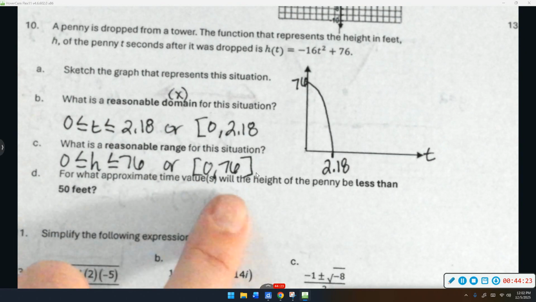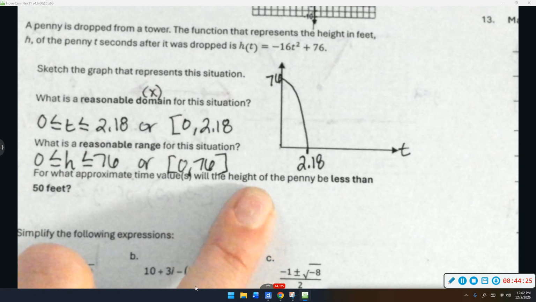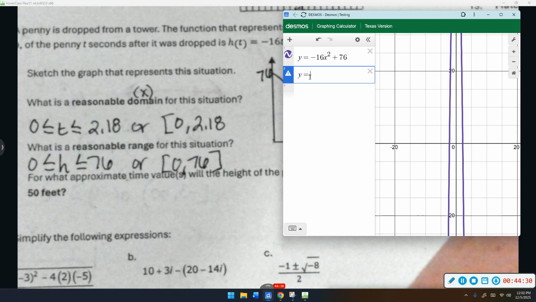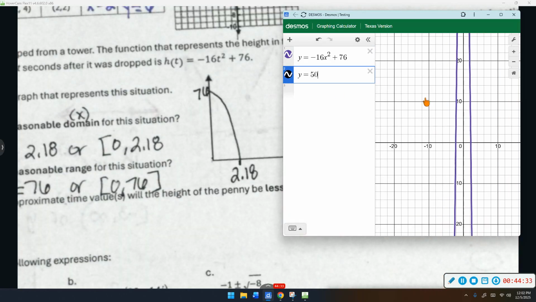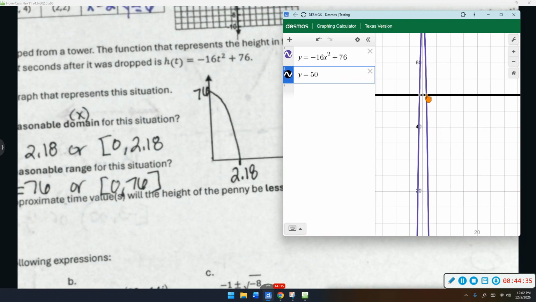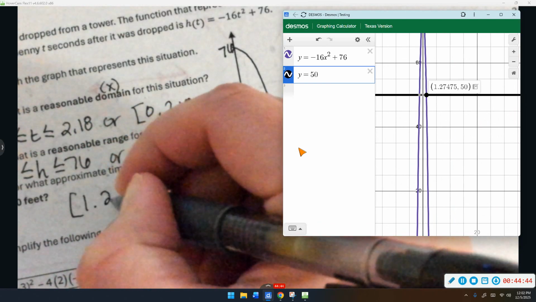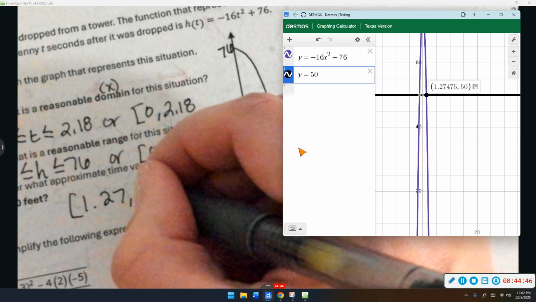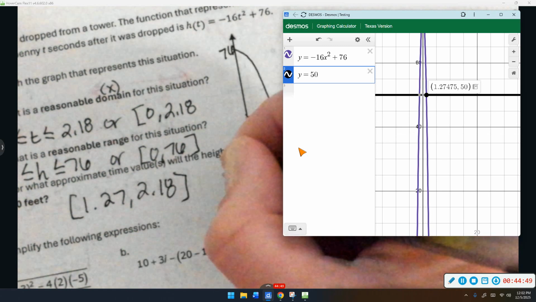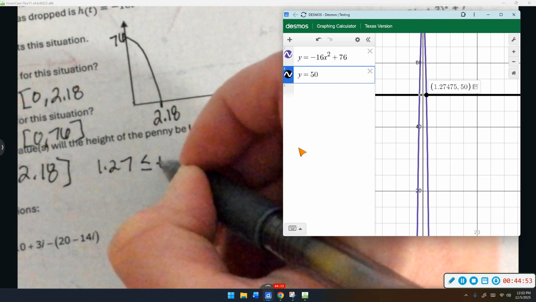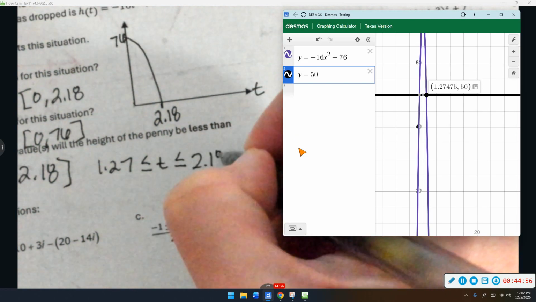For what approximate time values will the height of the penny be less than 50 feet? Oh, I need my graph for this. y equals 50. Good. So before this time, it's higher. It's falling. So from 1.27 time to when it hits the ground. And it hits the ground at what, 2.18? Or you could write it as 1.27 is less than or equal to t is less than or equal to 2.18.